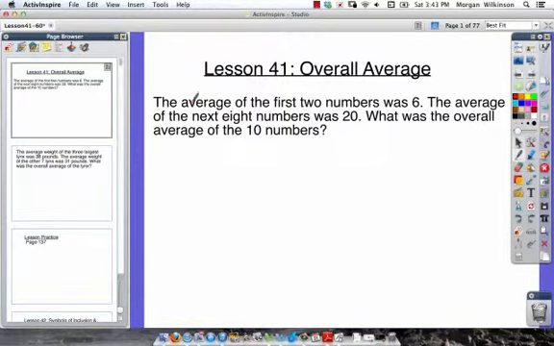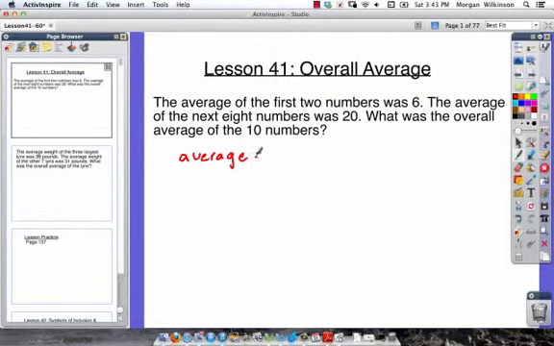The average of the first two numbers was 6. The average of the next 8 numbers was 20. What was the overall average of the 10 numbers? So what we're going to have to do is take these first two numbers, then the next 8 numbers to give us a total of 10 numbers, and find out what the overall average of everything is. Now what we have to remember is the definition for an average.